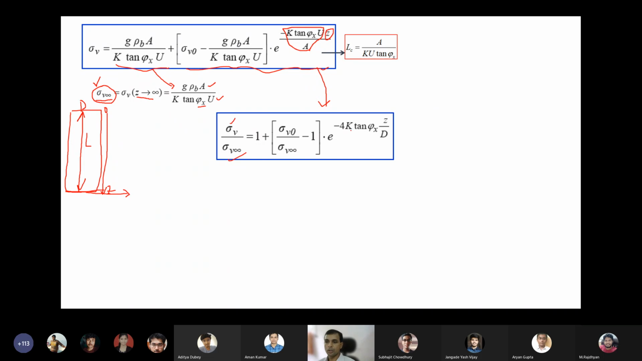How did we get 4 by D? We know U equals pi D, and A is pi by 4 D squared. I am talking about U by A. U by A is pi D over pi by 4 D squared.